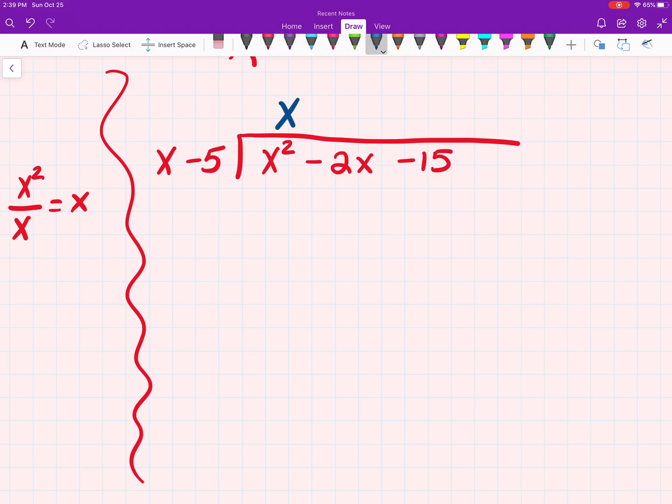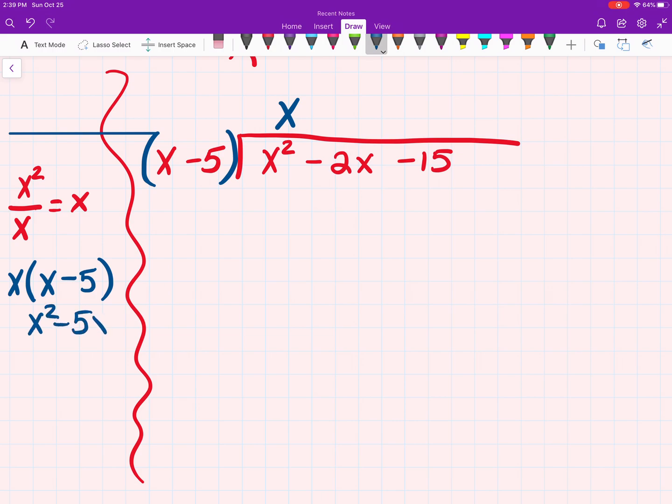And this is where people get confused. I am going to take that blue x and I'm going to multiply it by this whole thing. So I'm going to do x times x minus 5. Now some of you might need to have some scrap paper off to the side to do this, and some of you can do this in your head. So this is going to be x squared minus 5x. And that's what I'm going to write right underneath each term.